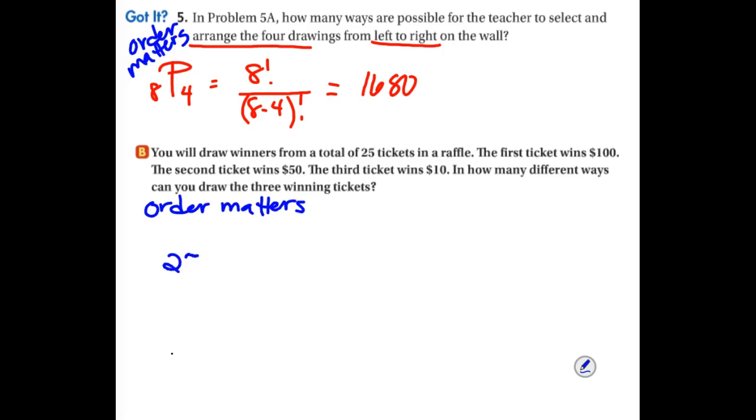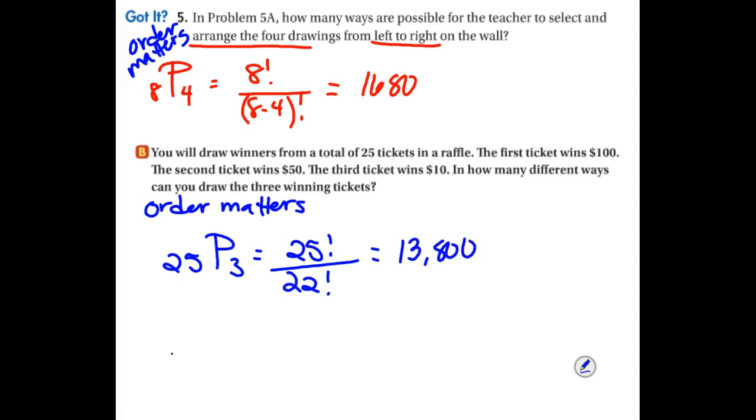So you did 25P3, 25 objects, you chose 3. 25 factorial over 22 factorial. Now, remember on your calculator, you would put in 25 nPr 3, right? And you would get 13,800. Okay.